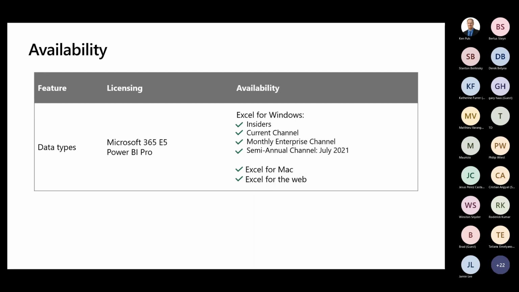The requirement in that case is that users have a Power BI Pro license in order to get the data types. If you do have a data set that is in premium capacity, then that's the change that we are rolling out through the channels. In that case, you've already got the ability to use the data types without the Power BI Pro license.